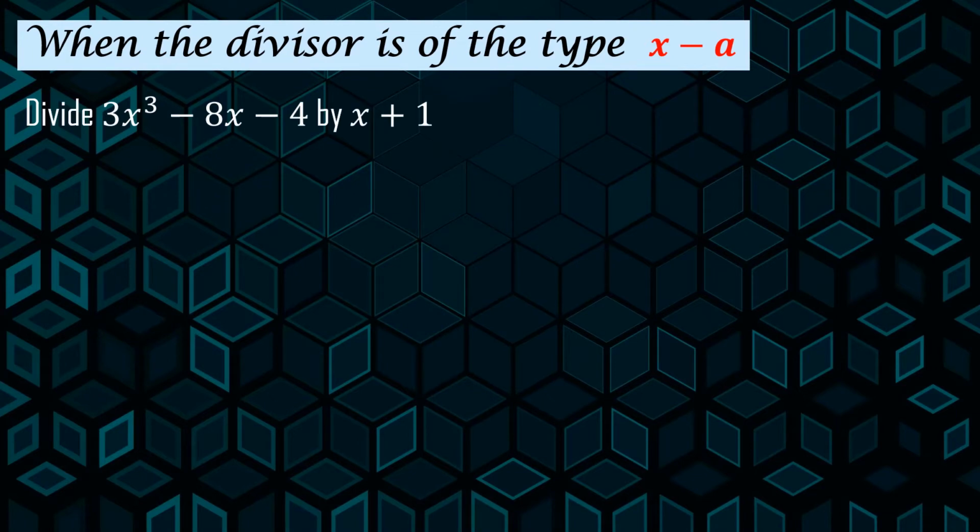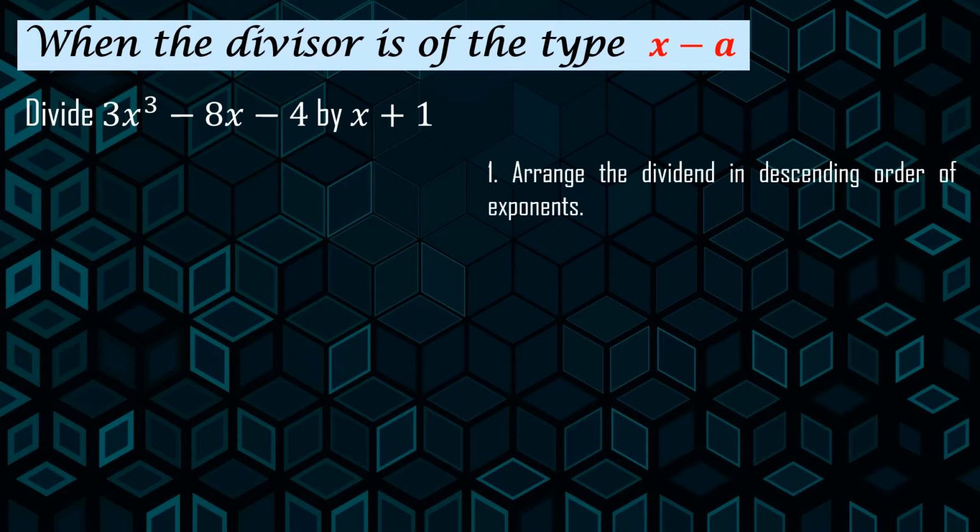Another example, divide 3x cubed minus 8x minus 4 by x plus 1. Again, the first step is to arrange the dividend in descending order of exponents. The dividend here is this trinomial 3x cubed minus 8x minus 4. Again, since naka-arrange na siya in descending order, 3 or the highest exponent is 3, 0 ang 2 exponent natin since wala tayong nakikitang x squared dito, and then nasundan ng may exponent na 1 and then the constant.